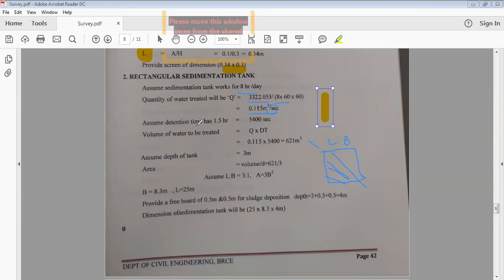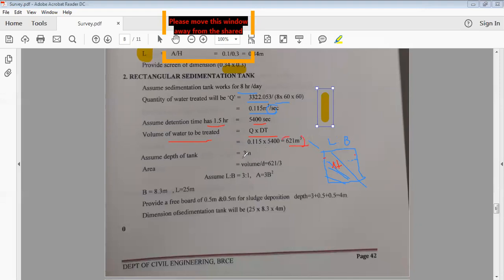Then detention time. Detention time means, for a particle entering here, how much time it takes to reach the end, attaining all the sedimentation, removing all the suspended particles. From entering this area to the end, the time it takes we call dt. That is 1.5 hour, or this much in seconds. So how much water will this tank treat? We multiply this with the Q value, and we get this much. So you know the volume now.